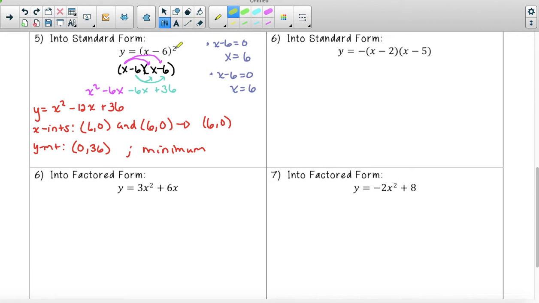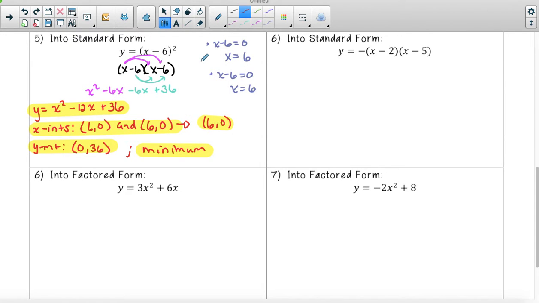So x minus 6, all that squared, turns into y equals x squared minus 12x plus 36. We have the x-intercepts at 6, 0 and 6, 0, or just 6, 0. We have the y-intercept at 0, 36, and it is a minimum vertex.